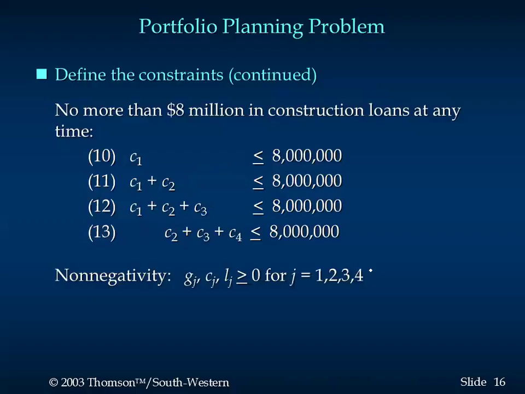And same consideration for construction loans. C1 should be less than or equal to 8 million. C1 plus C2 should be less than or equal to 8 million. C1 plus C2 plus C3 should be less than or equal to 8 million. And then C2 plus C3 plus C4 should be less than or equal to 8 million. And of course, all the variables should be non-negative.